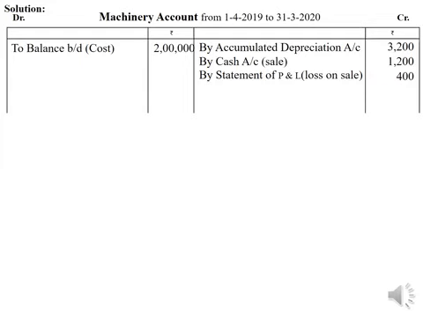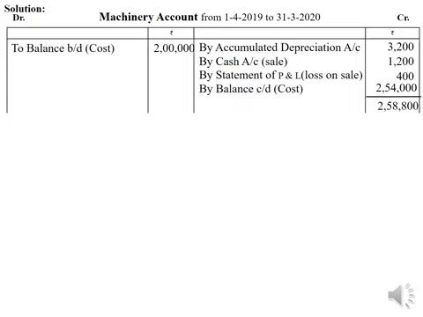Okay, accumulated depreciation account is separately maintained for machinery. Therefore, depreciation charged on machinery will be transferred to accumulated depreciation account instead of statement of P&L, as we are doing in the previous problems. Record the closing balance at cost price 2,54,000. Then balance the account.